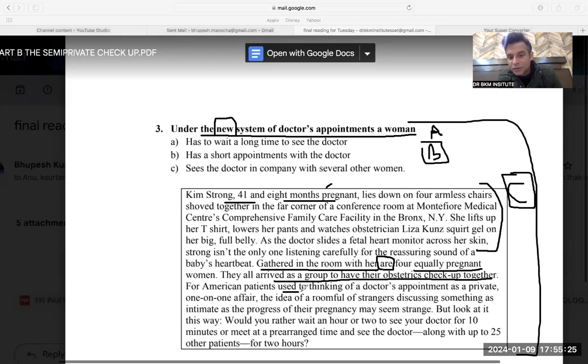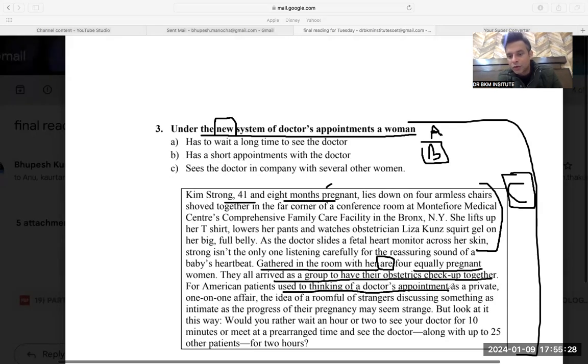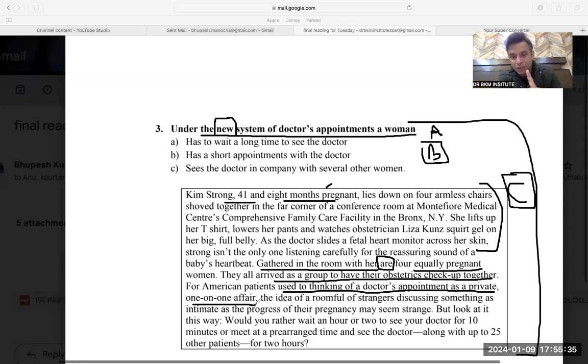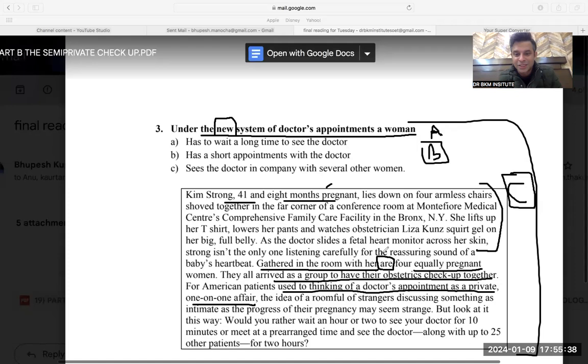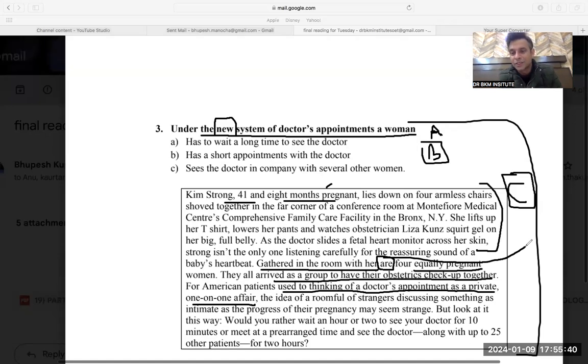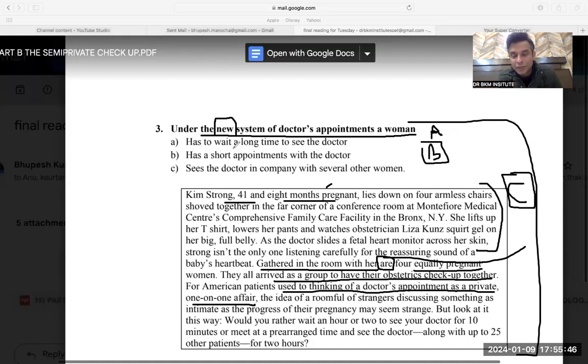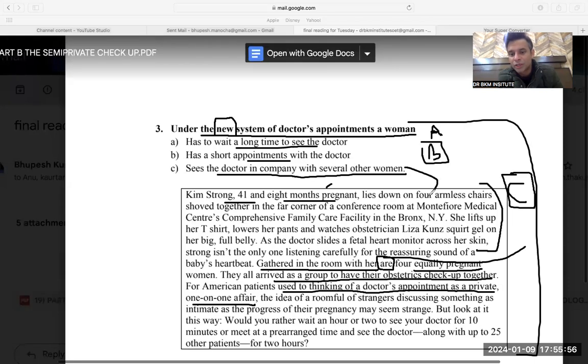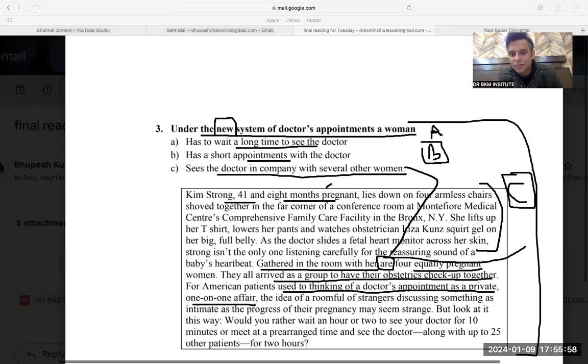For American patients used to thinking of a doctor appointment as private. So used to means past. In the past, it used to be a one-on-one affair, one patient, one doctor. But what is happening in this new system? This word "are" was the most important word. Multiple pregnant women were attended at the same time. When you go to the options, "has to wait for a long time" had nothing about time. "Short appointment." "See the doctor in company with several other women." That was the key point happening in the new system, that several other women were being attended.